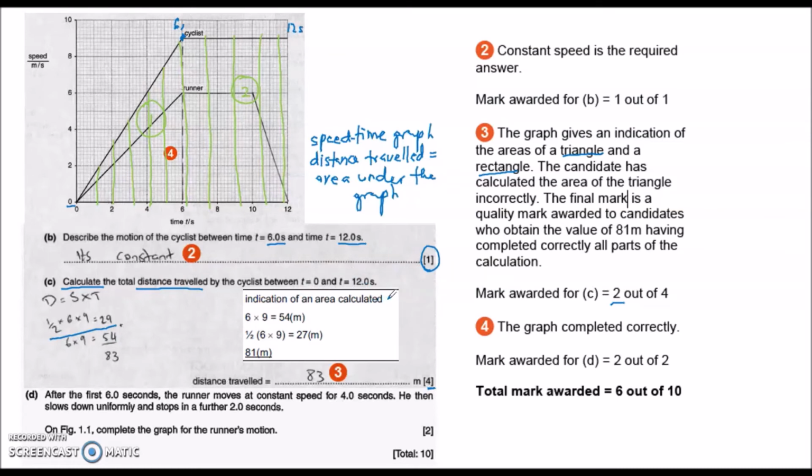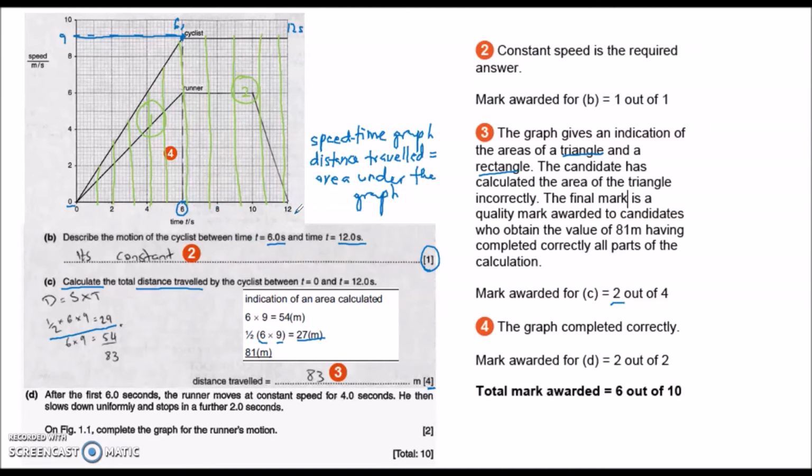Indication of an area calculated, meaning we have to calculate the area one by one. Where we can calculate first is the triangle, half times 6 times 9, 6 here times the height, which is 9 here. It's this graph, this line. And then it is equal to 27 meter for the triangle.